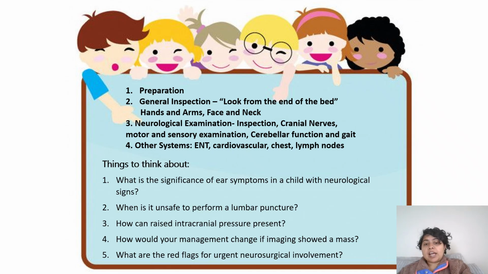And what are the red flags for urgent neurological or neurosurgical involvement? That would be your Cushing's triad, or any mass detected in MRI. That would be your urgent neurosurgical involvement that you need, or any stroke-like symptoms, anything like that. You want your neuro or neurosurgical team involved.